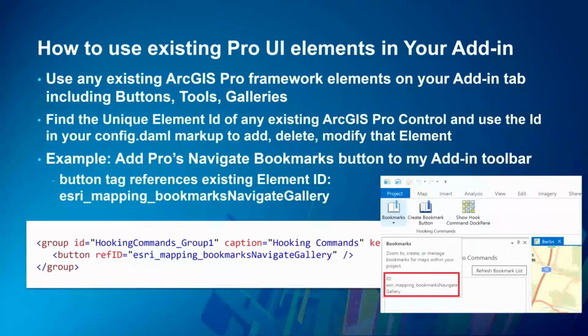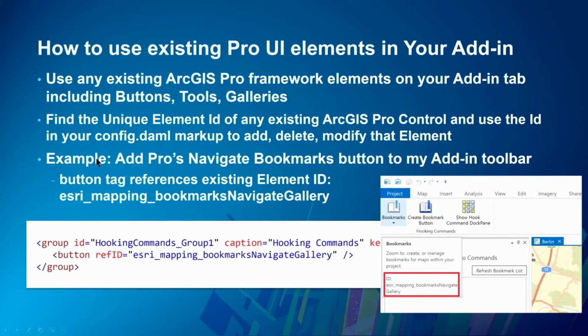So again, how do I use existing Pro UI elements in our add-in? I can use anything that exists in Pro in my own add-in. So I can use buttons, tools, galleries, whatever Pro has. All I have to do is find the unique element ID of the existing Pro control and then use that ID in my config.daml markup to either add, delete, or modify that element.